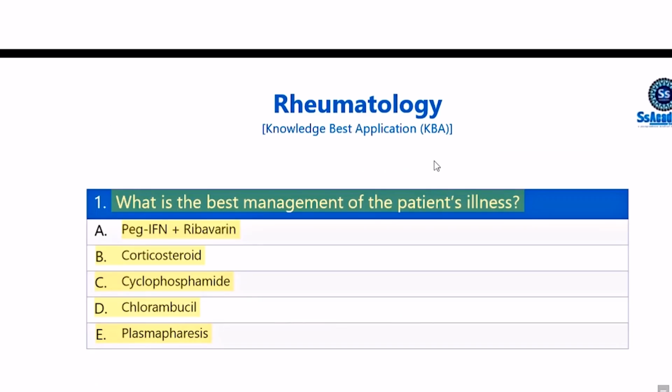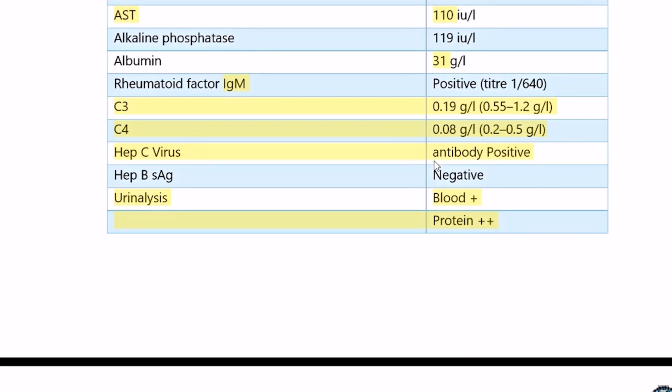But among them, I'd like to talk about one of the important features of cryoglobulinemia. The single thing you must remember: CGN, the C for hepatitis C virus, and the second C that we must remember once again is that C3 and C4 are reduced. So focus on C3 and C4 reduced and hepatitis C virus positive.